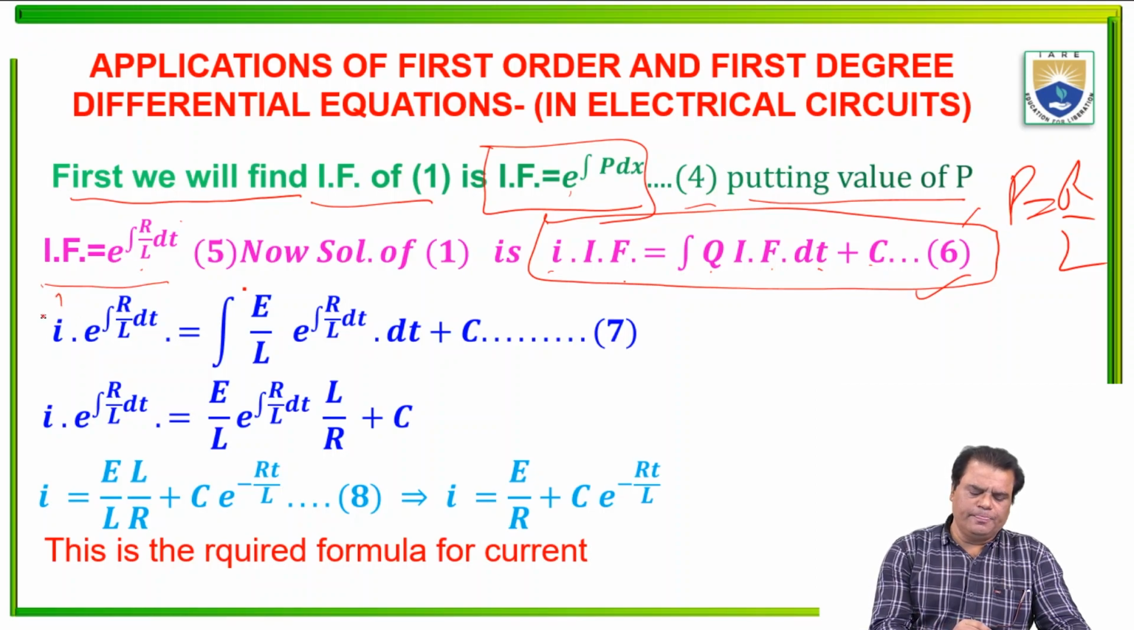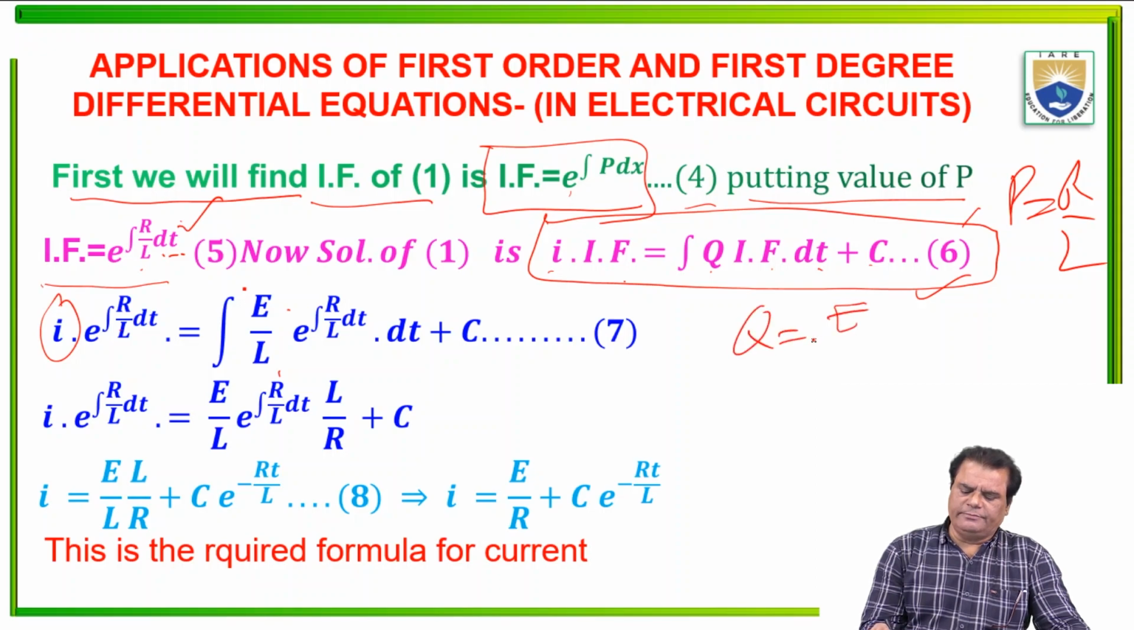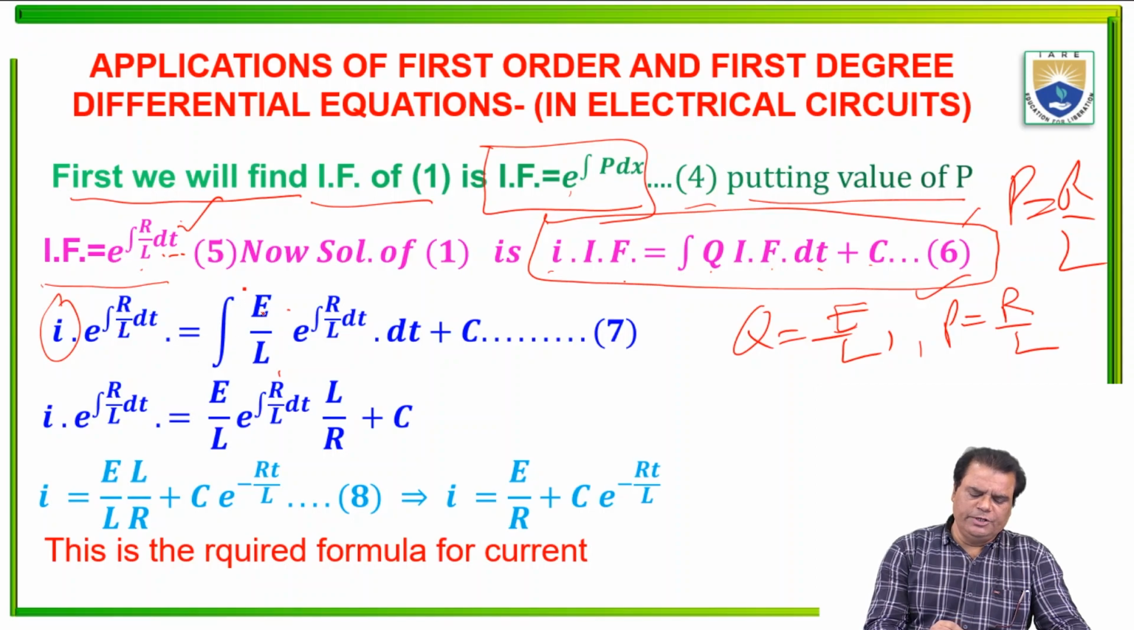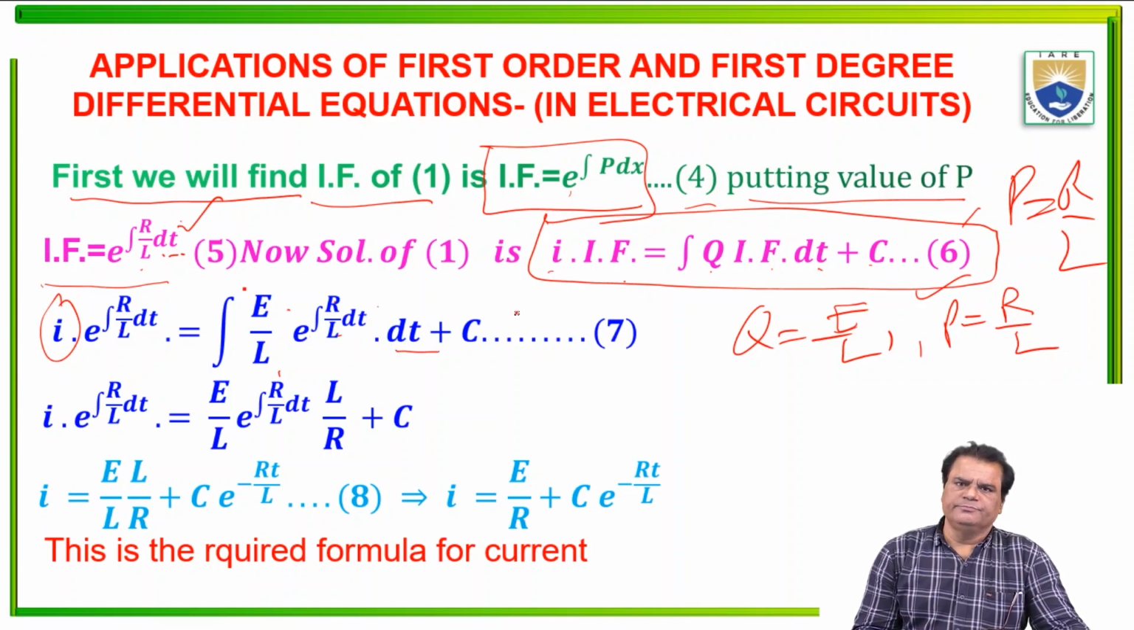Now I into IF. IF is this, equation 5. Equation 5 is IF, e to the power integration R by L dt, equal to integration of E by L. E by L is Q. Q is E by L, and P is R by L. So now E by L, this is Q, times e to the power integration R by L dt, whole dt plus C.